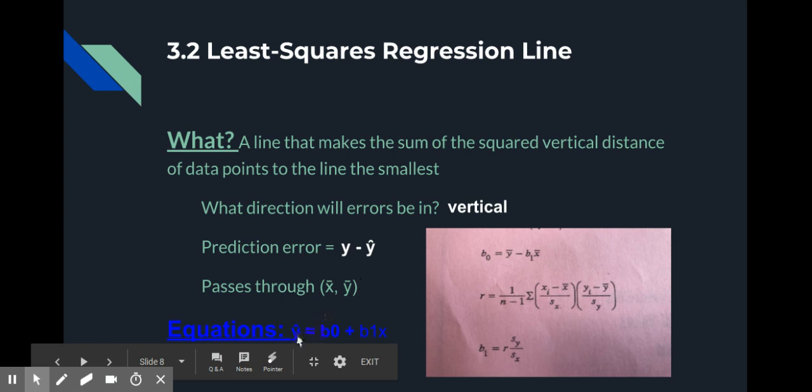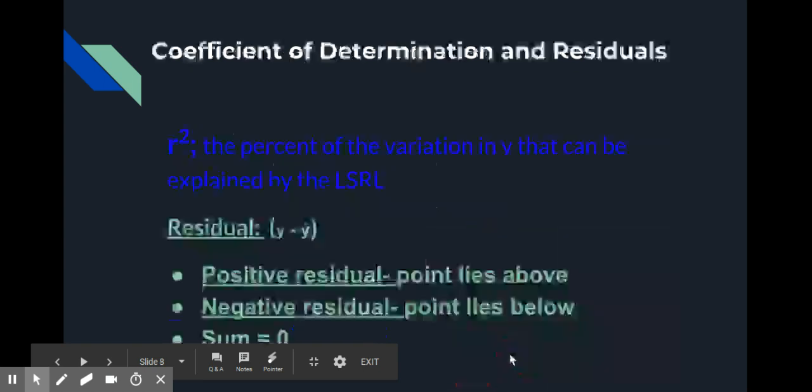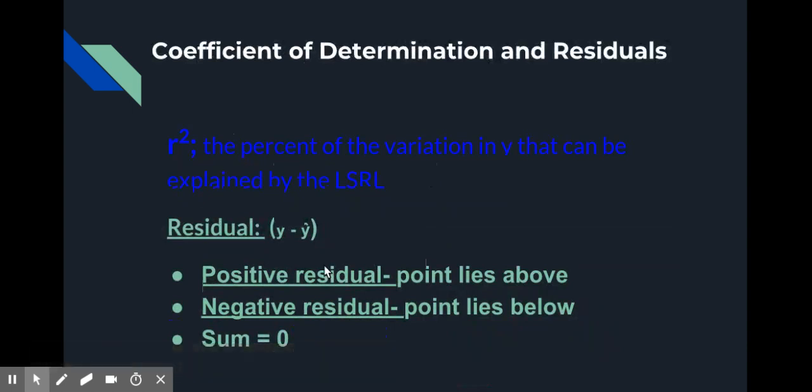and the equation for this line is y hat equals b sub 0 plus b sub 1 x, where b sub 0 is the y-intercept and b sub 1 is the slope. And you can find both of these equations in the pink packet. And then also the coefficient of determination is just r squared. And this is the percent of the variation in y that can be explained by the least squares regression line or by x.